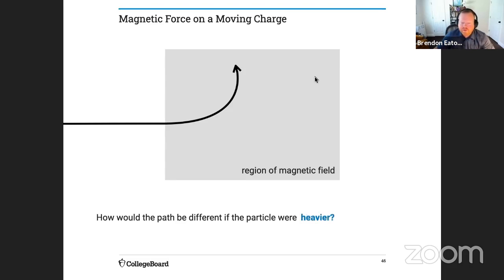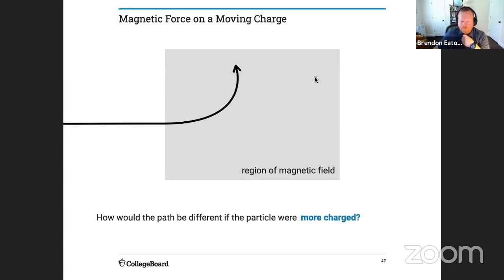How about heavier? So more mass. Well, that has the same effect as velocity does. If you have more mass, you'll have a larger radius. It's harder for the magnetic field to make the charge curve upwards, so the radius is just a little bit larger. If you doubled your mass, your radius would be double.